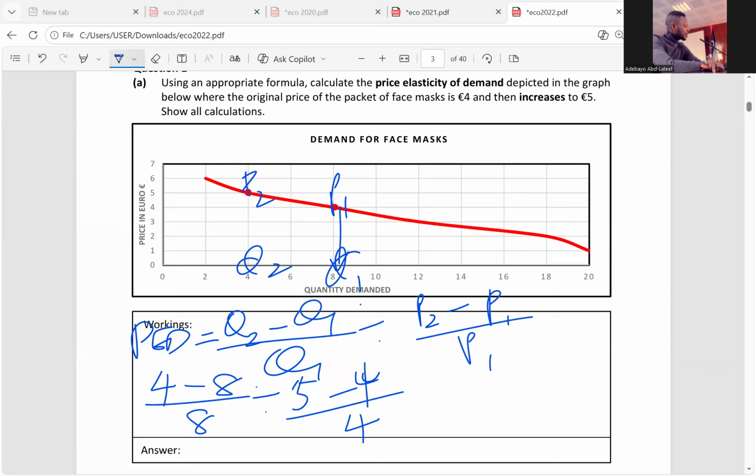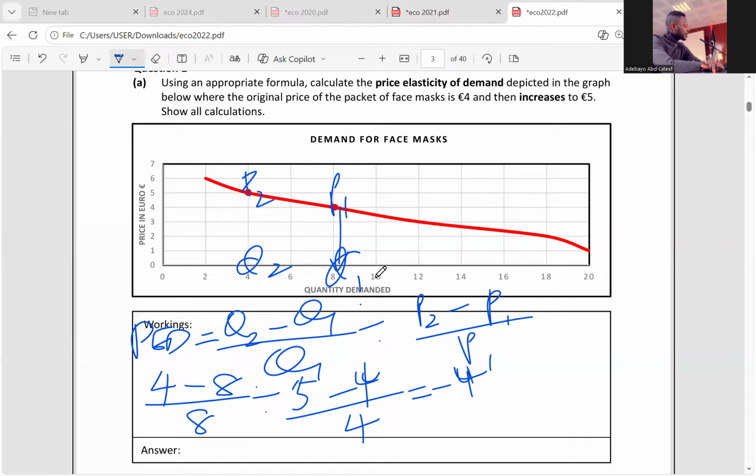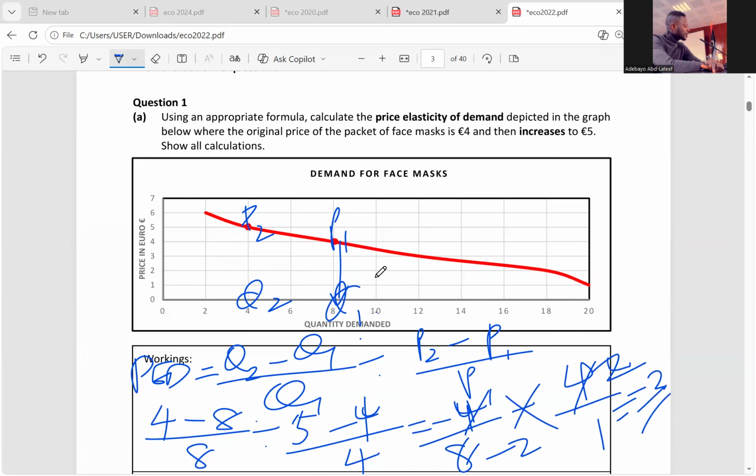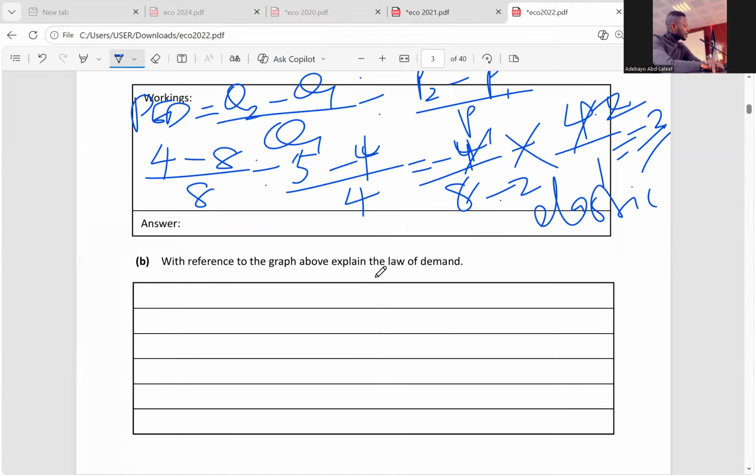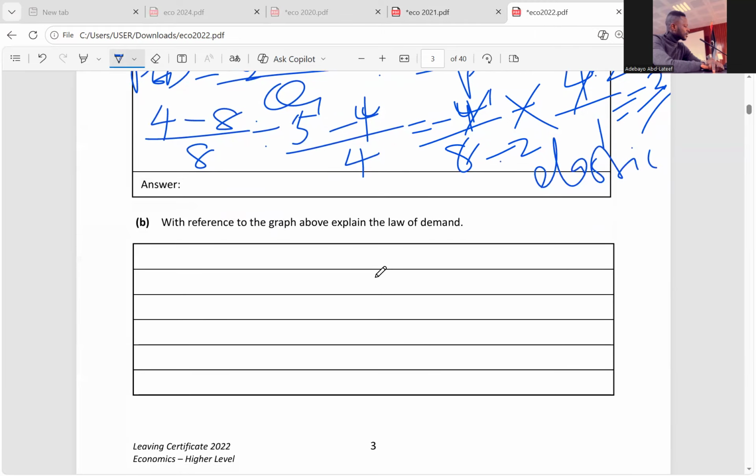Okay, we go back to where we were. So it's minus 4 over 8, divided by 1 over 4, which is minus 2. Do you get it? Minus 4 divided by 8 is minus 0.5, and minus 0.5 divided by 0.25 is minus 2. So that's elastic. PED equals minus 2. They said, with reference to the graph above, explain the law of demand.